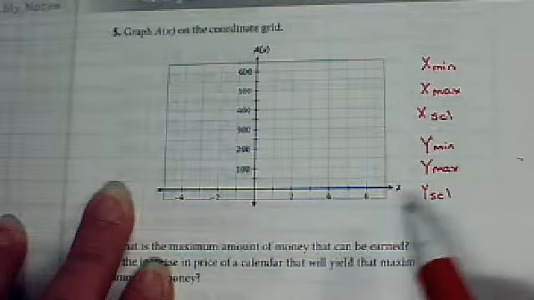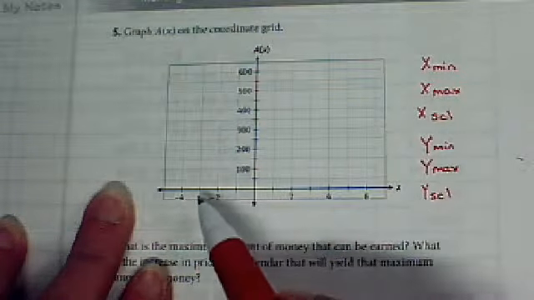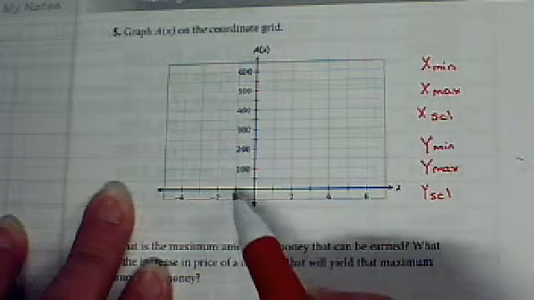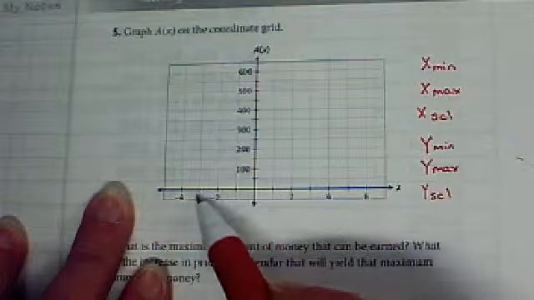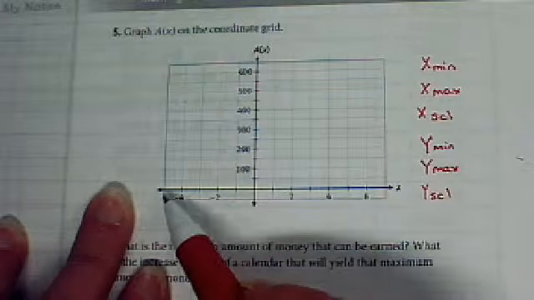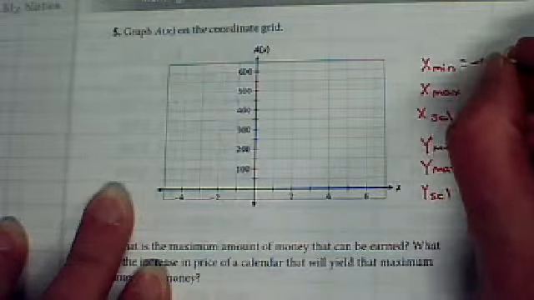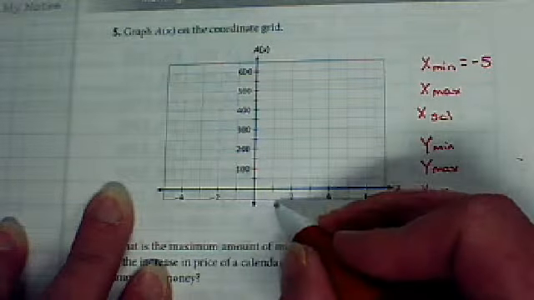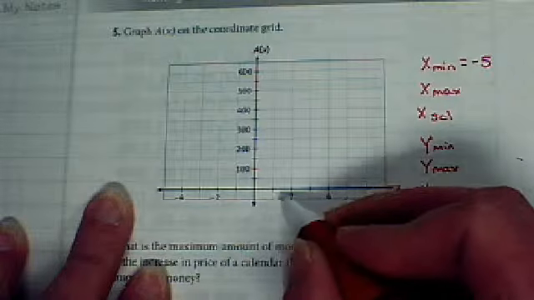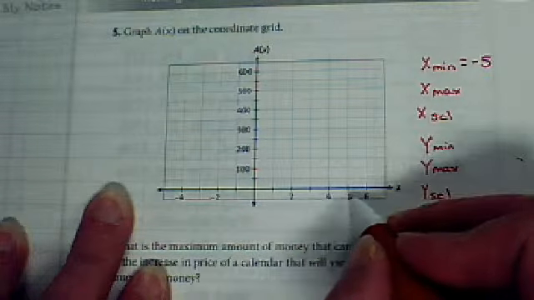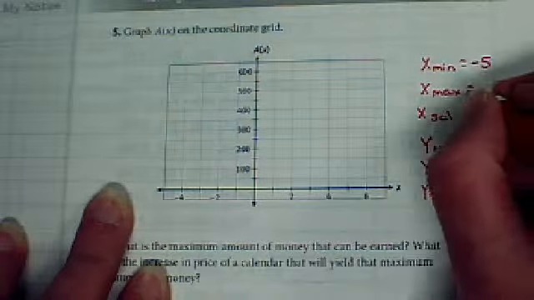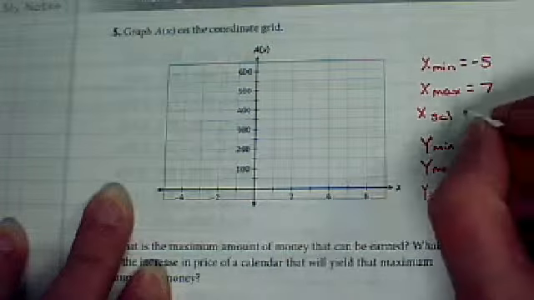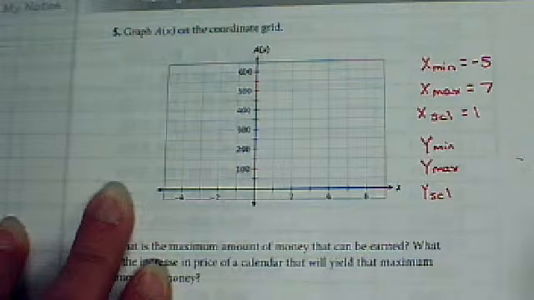So x minimum, this is our x-axis. We look for what the smallest x is. So that's really negative 1, negative 2, negative 3, negative 4. That would be negative 5. Our maximum x value in this picture, let's see, that's a 2, so that means that's 1, 2, 3, 4, 5, 6, 7. And what are we counting by? Well, I was counting by 1s.